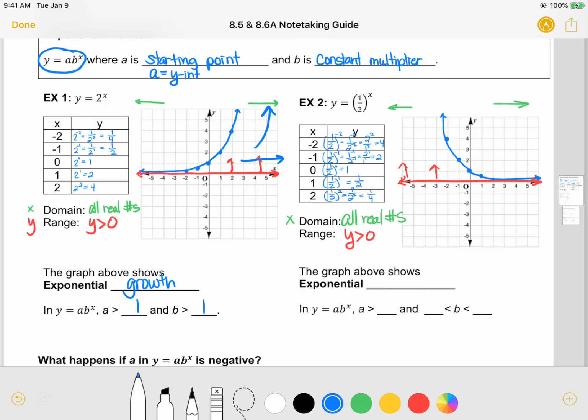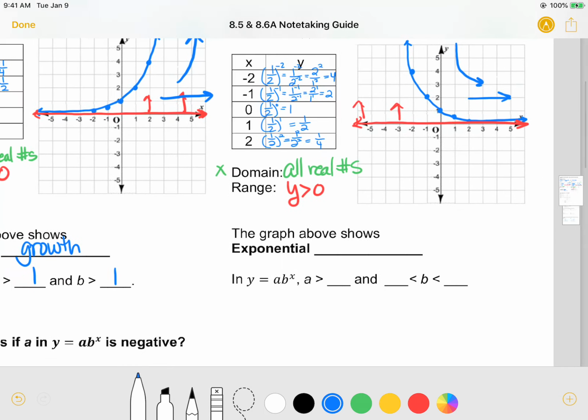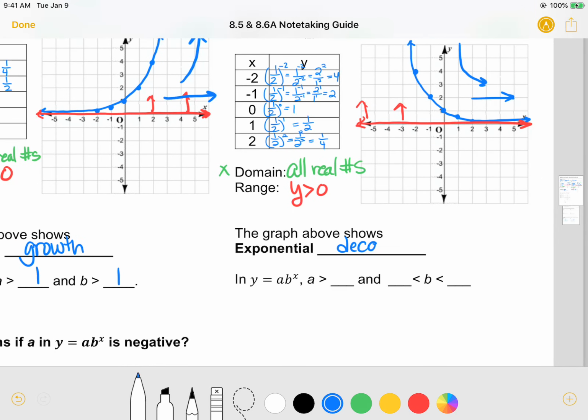Okay? Now, if we look at example number 2, the graph is decreasing. It's going down as x gets bigger. So that we say is exponential decay. Exponential decay. Okay? If the y values are getting smaller as the x values increase. And that is going to be the case if a is greater than 1, but b is a number that's greater than 0, but less than 1.